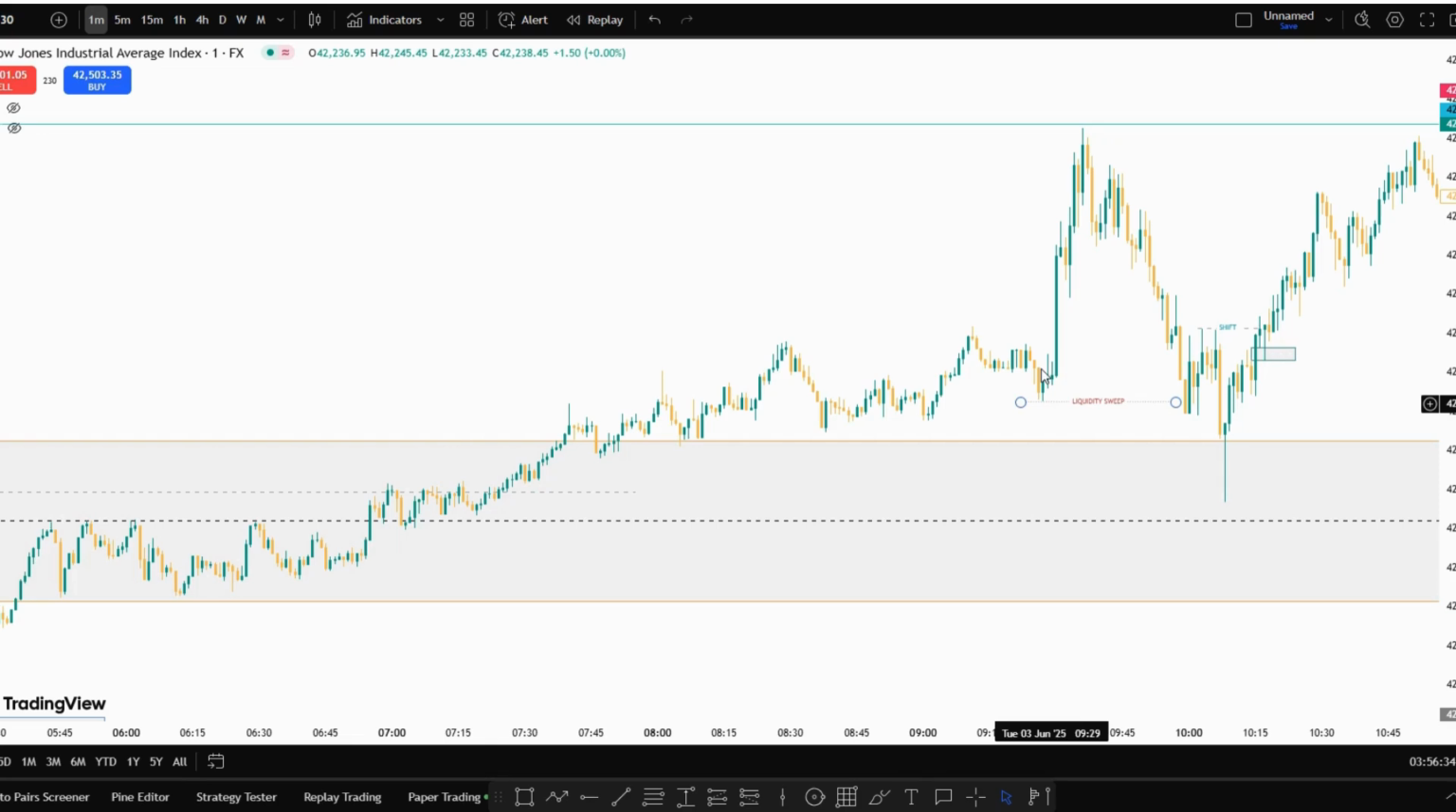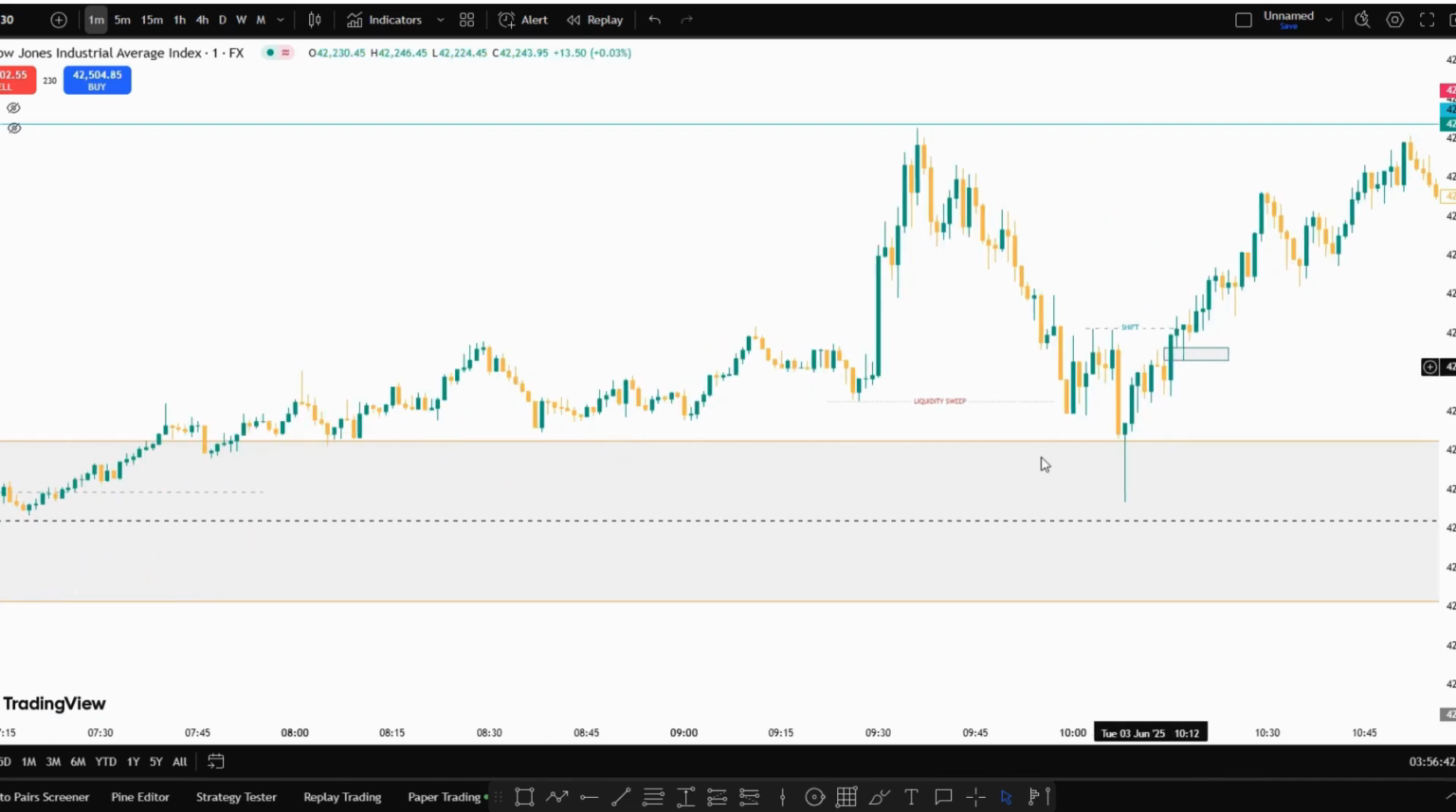buyers that were in at this level, there were early buyers in, price moved off, and then price came to sweep them out. When price swept these early buyers off at this level, price tapped into our opening gap, and from the opening gap, it had this big rejection off, and price moved.